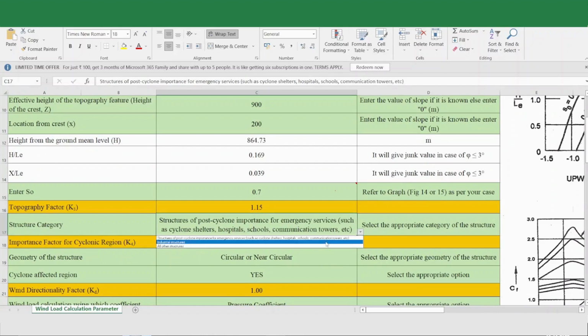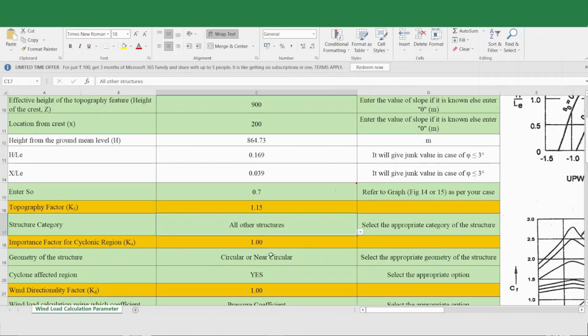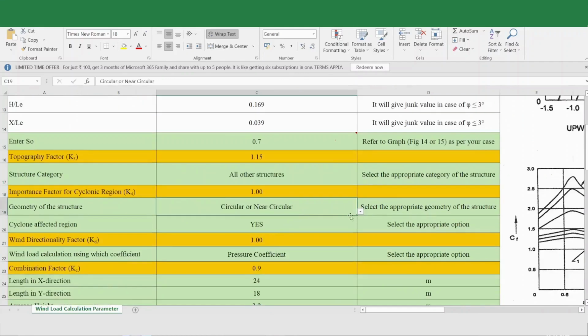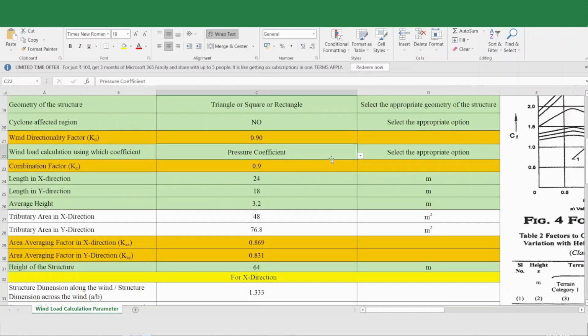Structure category: our structure is all of the structures, so the K4 will be 1 and our structure geometry will be rectangular. There is not a cyclonic region, so right now I'm considering no. So the value of KD is 0.09. Right now we are using the force coefficient method, so let us enter force coefficient method. KP will be equal to 1.